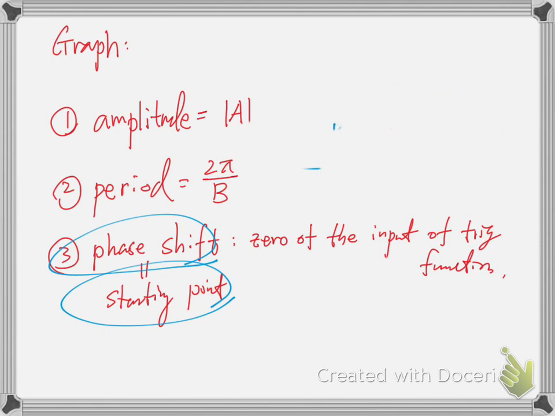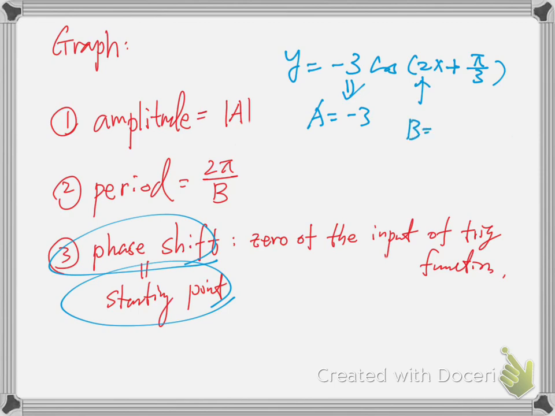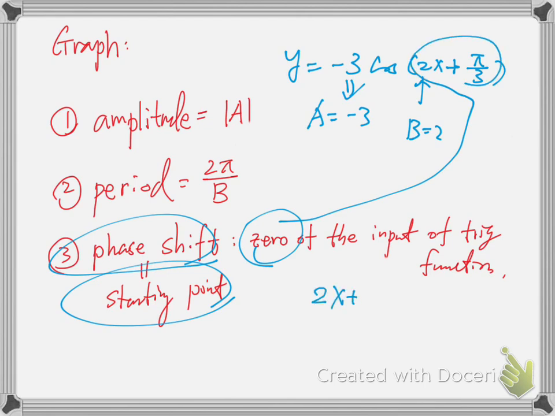Now let's look at the second example. Y is negative 3 cosine of 2x plus pi over 3. Now a is negative 3 here, and b is 2. And then 0 is for this whole input, so 2x plus pi over 3 is 0. That's how we find the starting point.